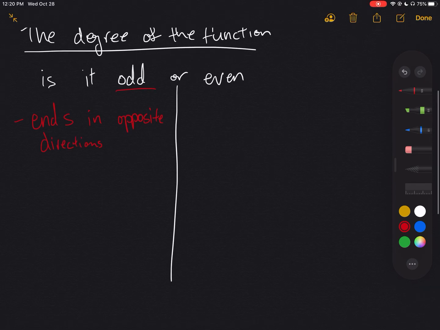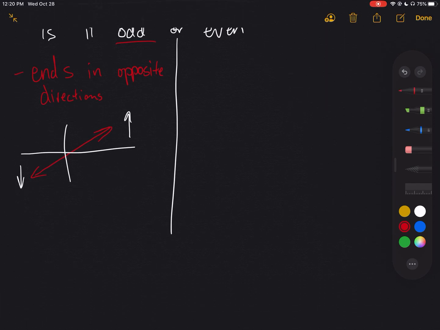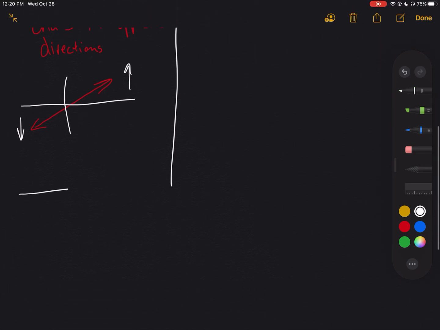The easiest one to think about is a line. If I put a line on the coordinate plane, we agree that it ends in opposite directions. Both arrows are not facing the same direction: one is going up, one is going down. Maybe I could think about a cubic function, which you don't necessarily know what that looks like yet, but a cubic function looks something like that. So x cubed: I've got one end going up and one going down, opposite directions.